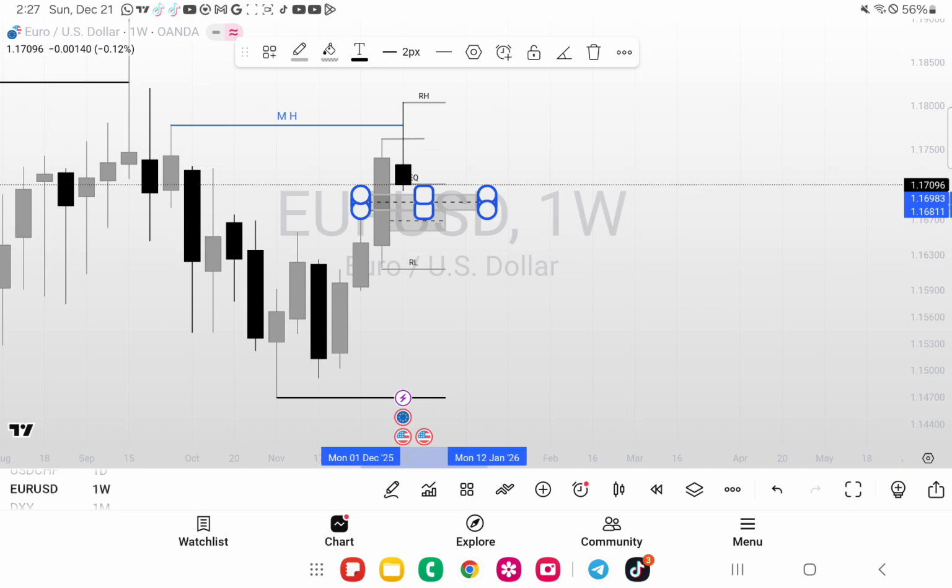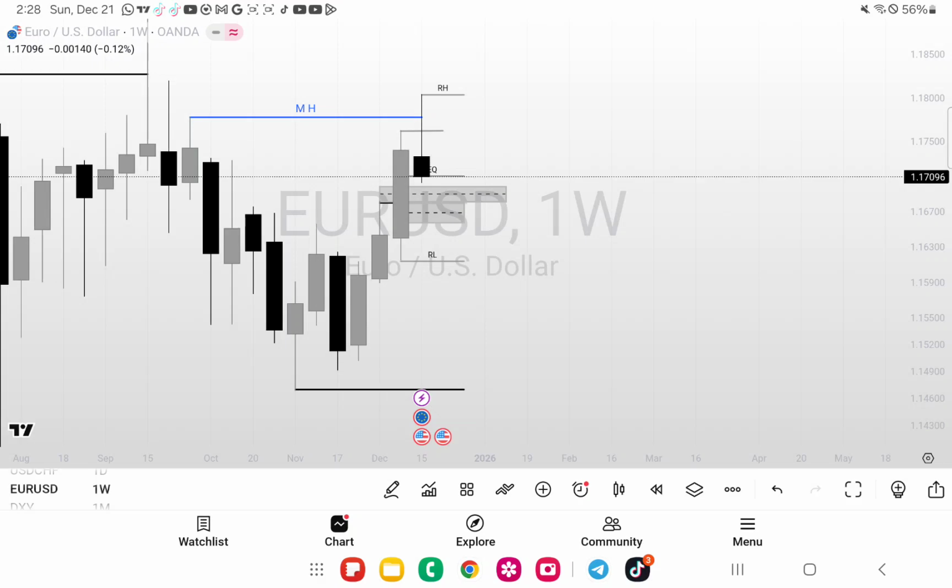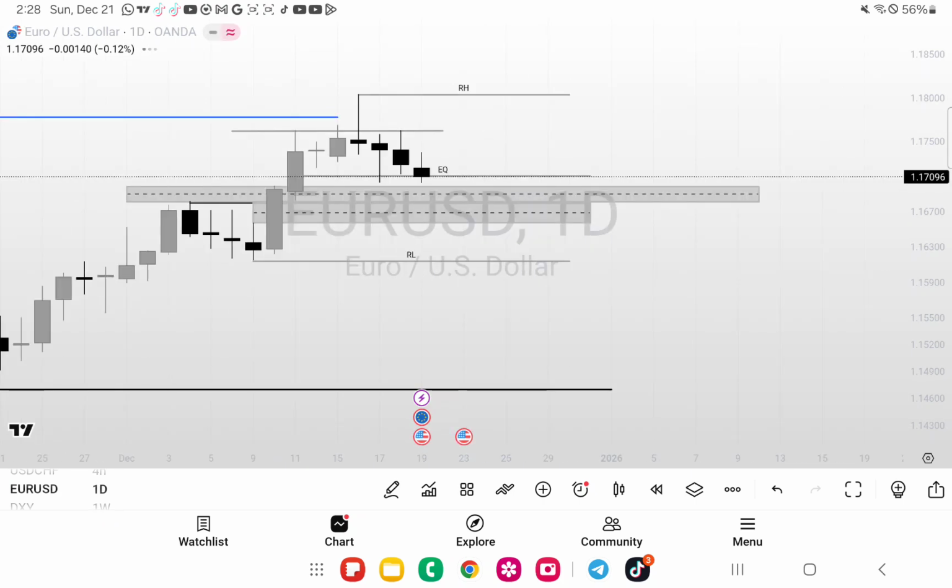Because we want to follow the trend. So that is it. This is my view on EURUSD, right? Okay, let's scale down on a smaller time frame.